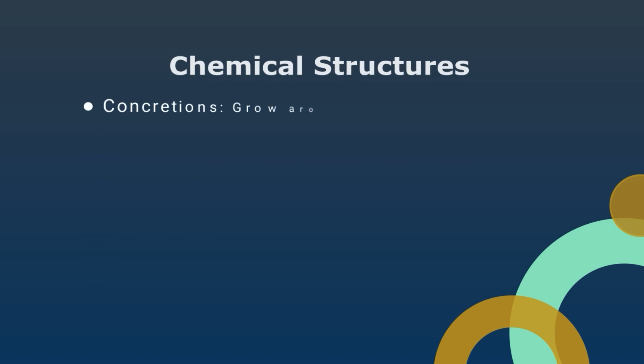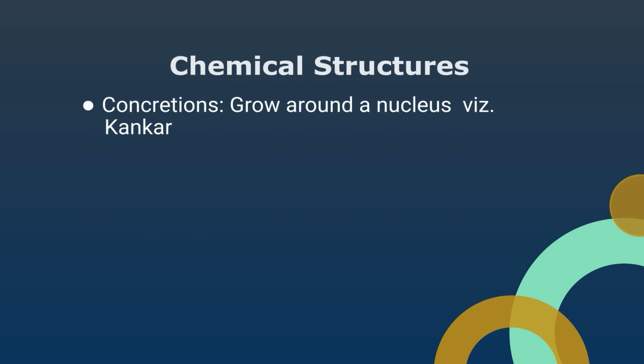Chemical structures grow around a nucleus. For example, Kankad in the riverbed is very common; in the Ganga plain it is very common to have Kankad. The Kankads are a small nucleus of calcium carbonate, another layer of calcium carbonate gets deposited over that, and forms a Kankad.